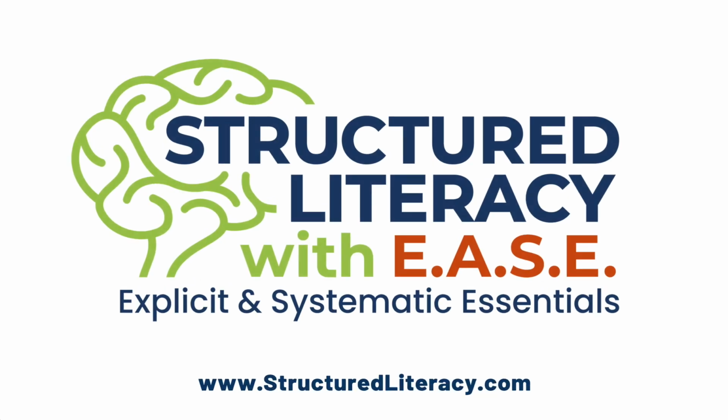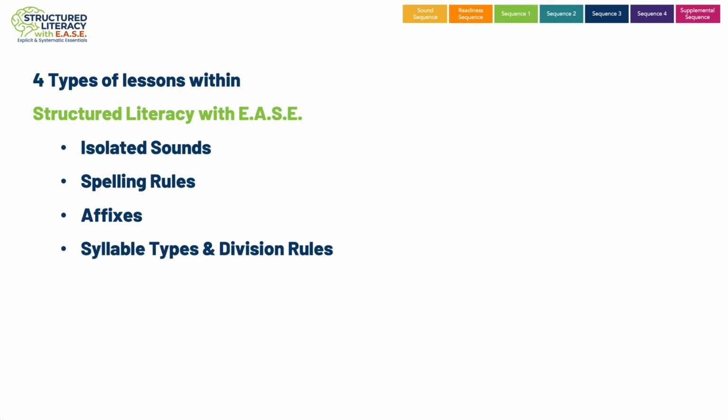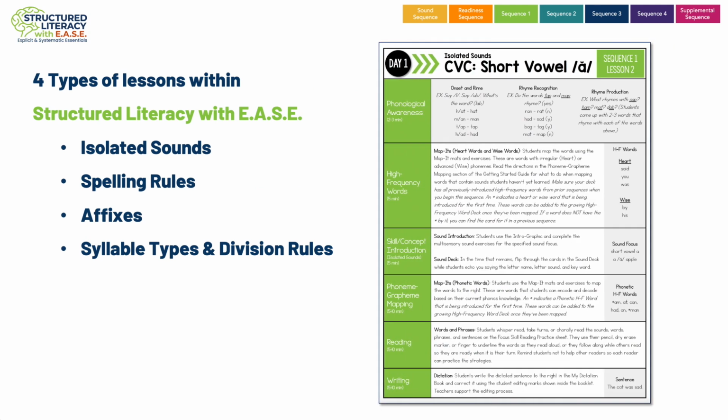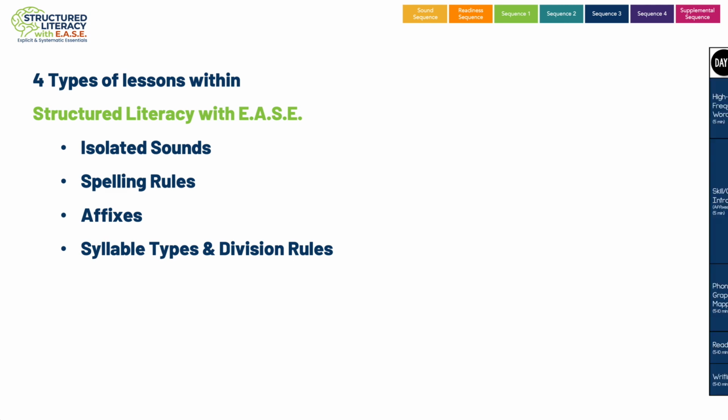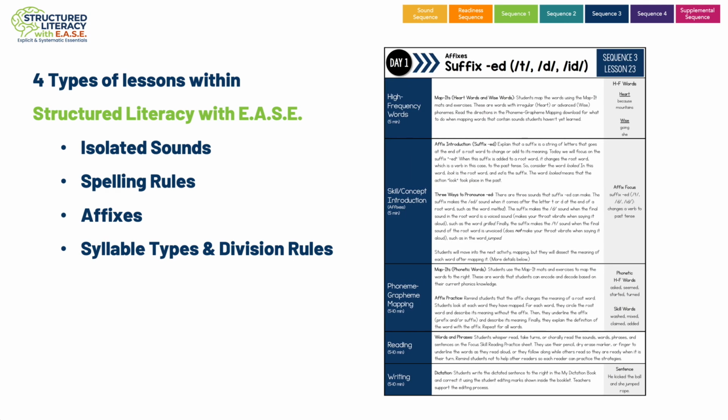Today we're going to jump into our next walkthrough of one of the lessons within Structured Literacy with Ease. In the last couple of videos, I explained the different types of lessons that are incorporated in our program, Structured Literacy with Ease. One of the types of lessons is isolated sounds. Then we also have spelling rules lessons. Today, we're going to move into an affixes lesson. So that's another type of lesson in the program.